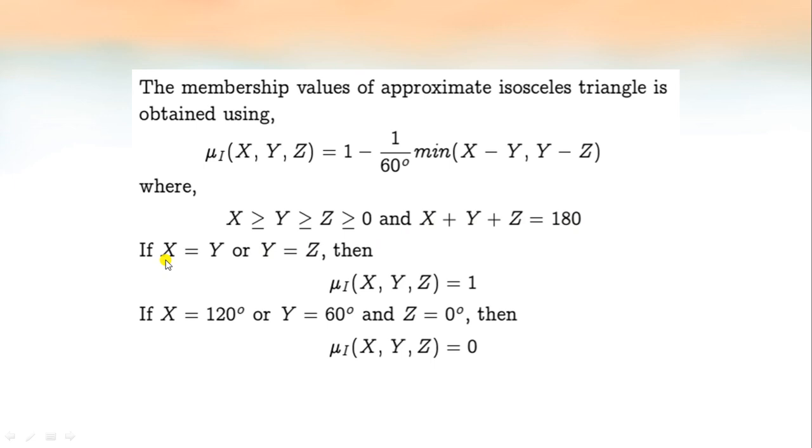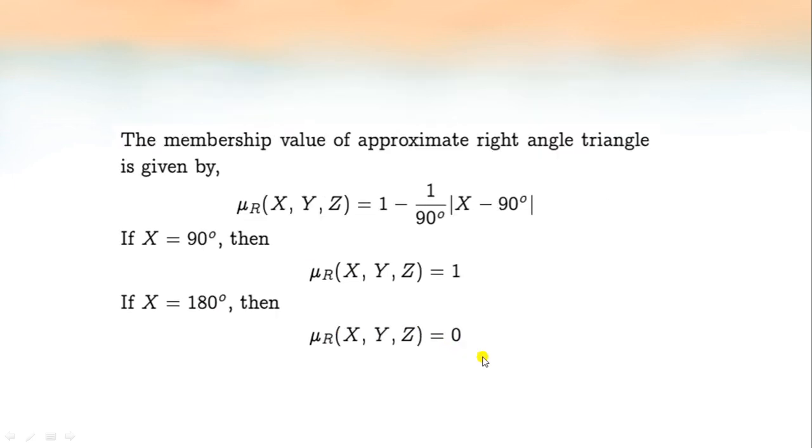Suppose that if x equals y or y equals z, then the membership value associated with this isosceles triangle is 1. And if x equals 120 degrees, y equals 60 degrees and z equals 0 degrees, then the membership value of this isosceles triangle will go to 0.